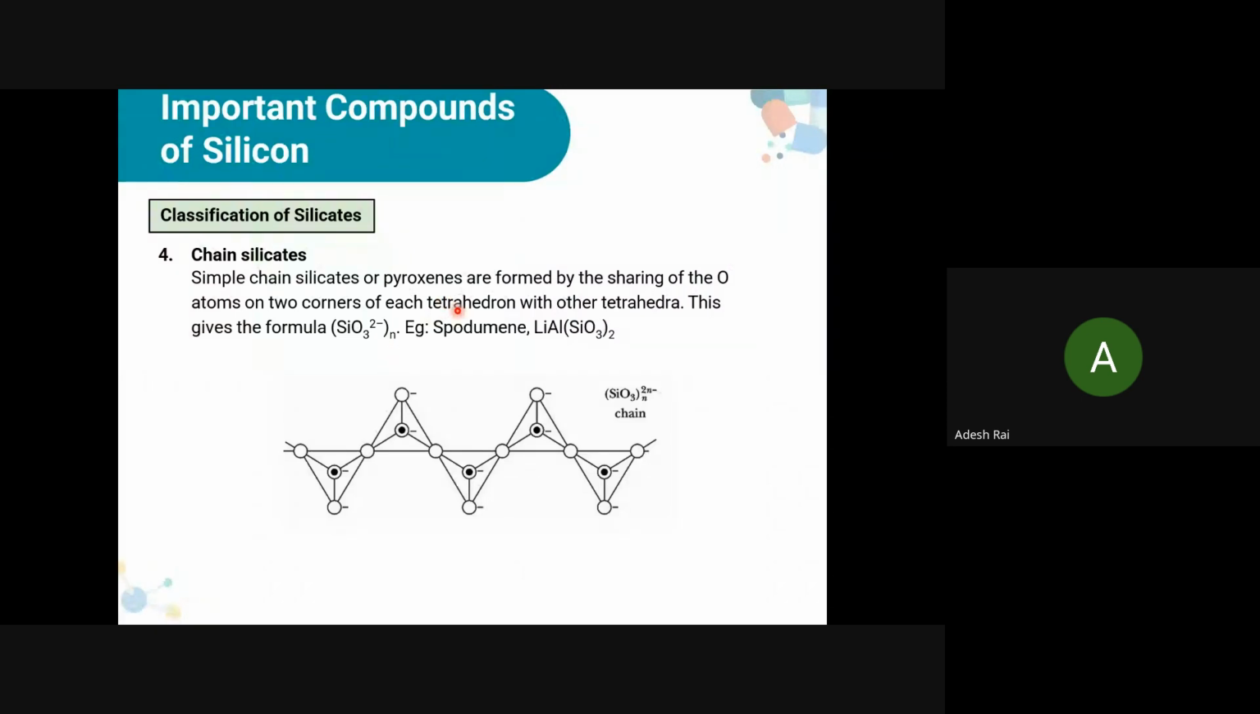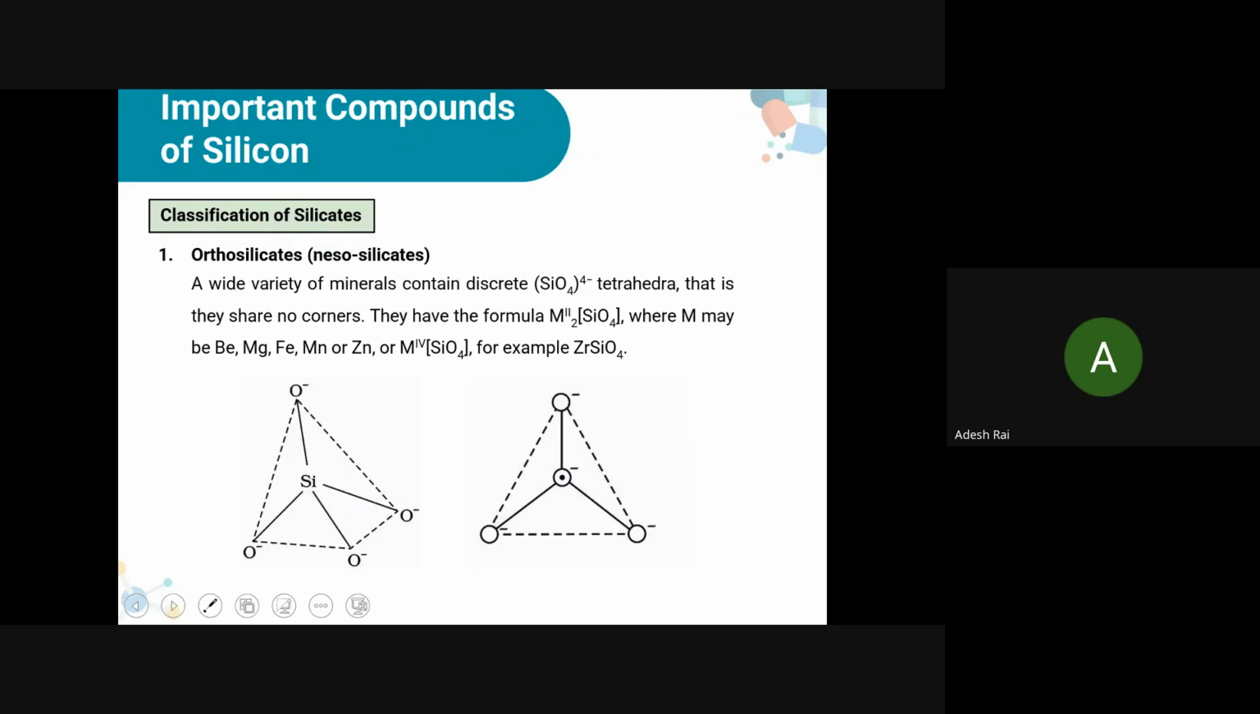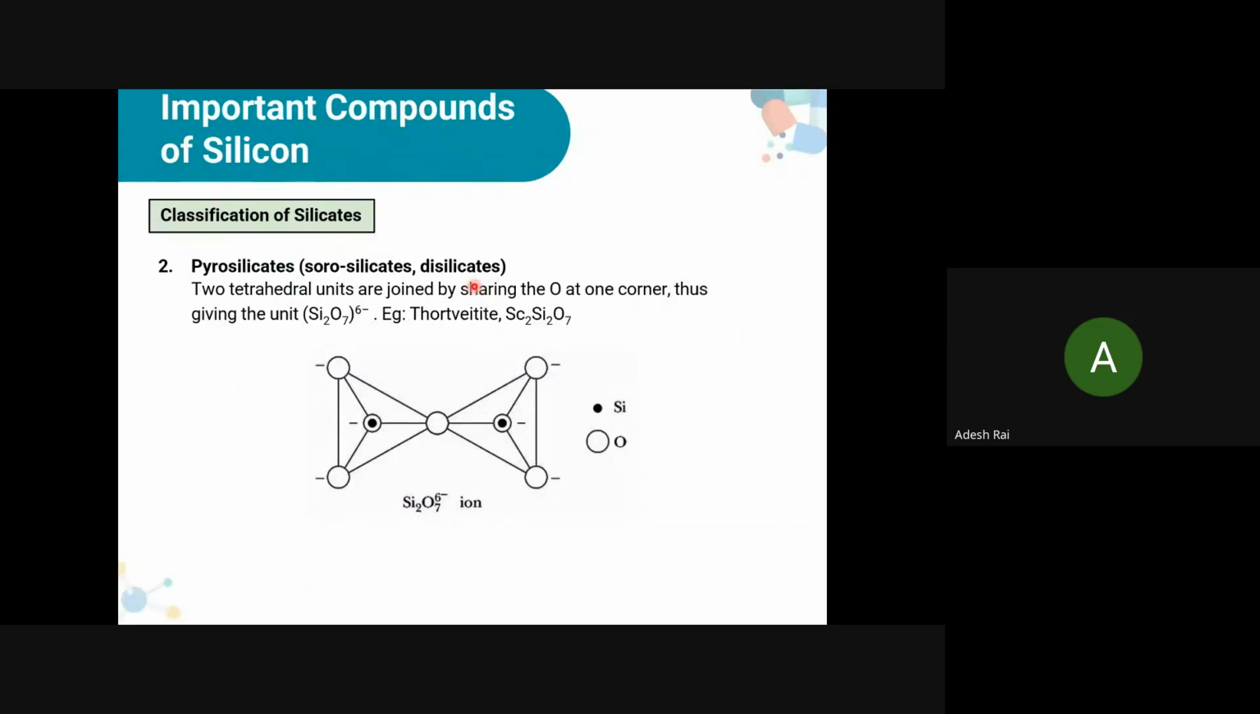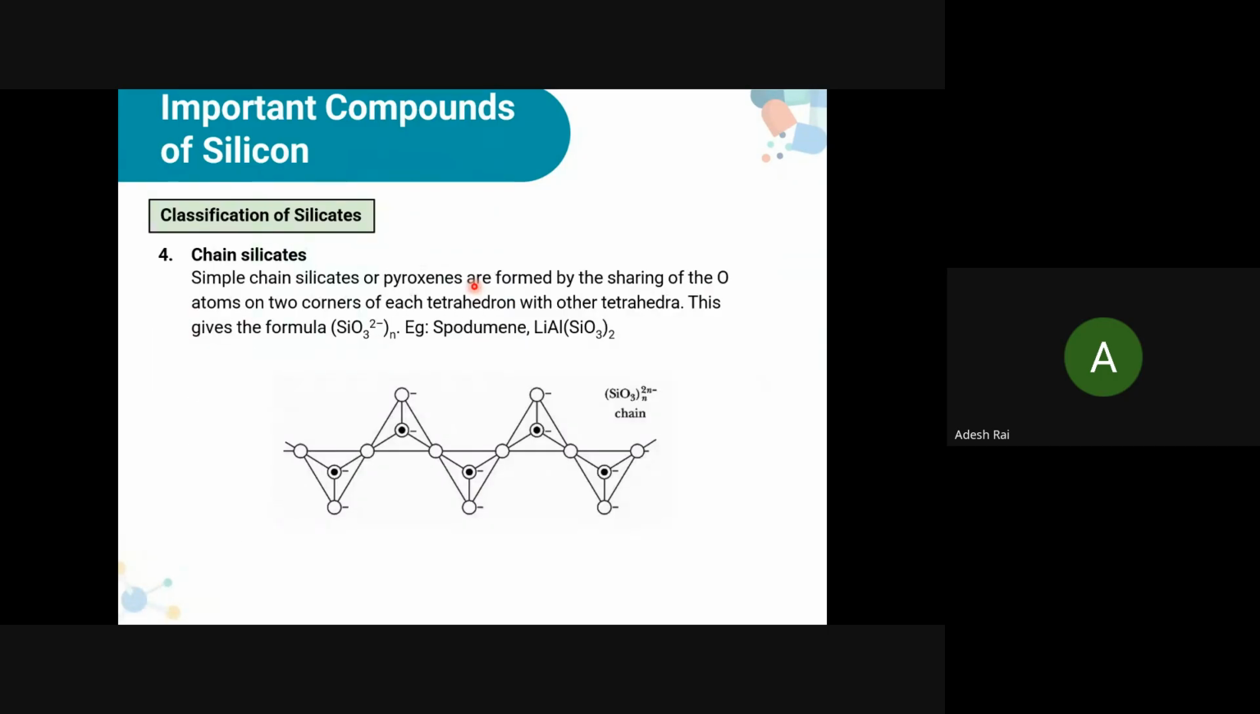Total, we have studied how many silicates? Four silicates. First one was ortho. Then after ortho, what did we do? Pyro. Right? Yes or no? Ortho, pyro, then cyclic. Pyro is also called pseudosilicates, disilicates, whatever it is. Let it be. Cyclic and then chain silicates.